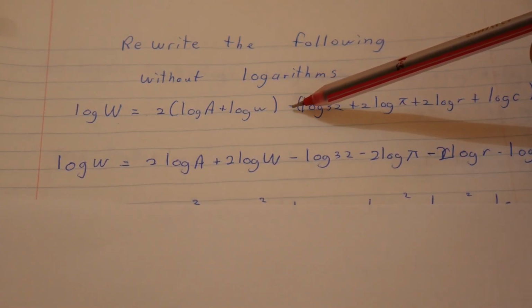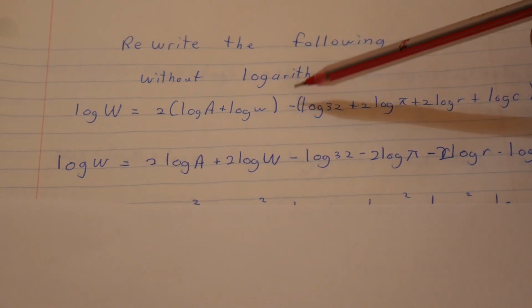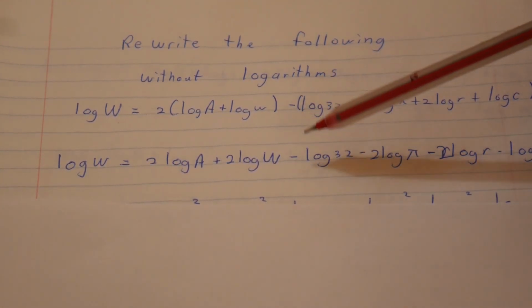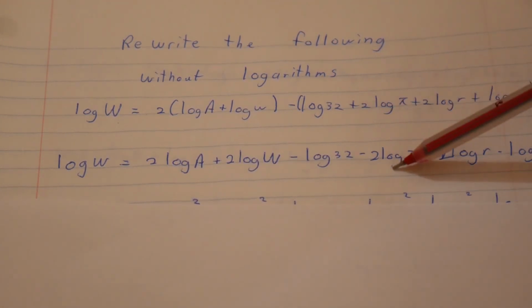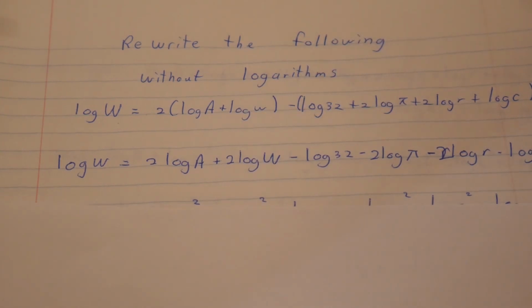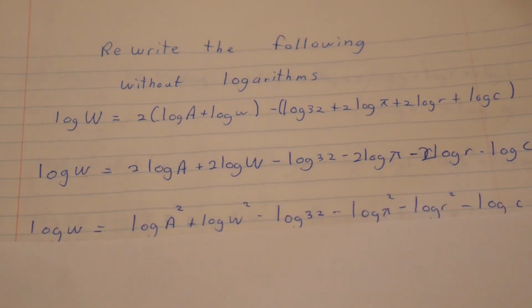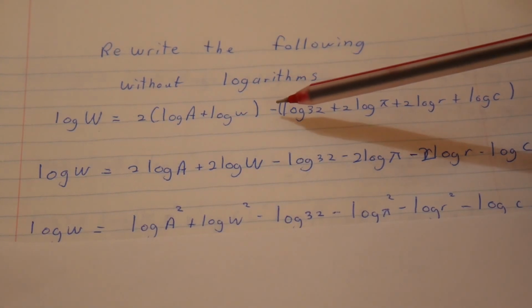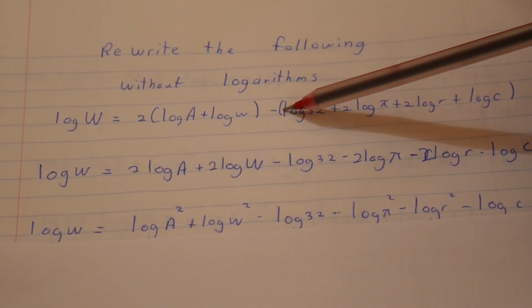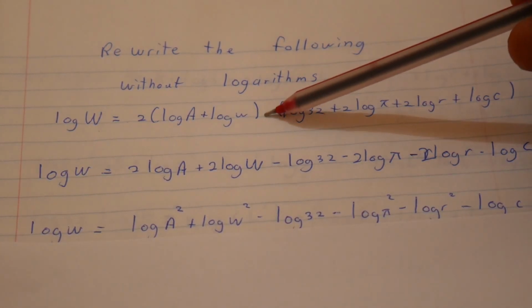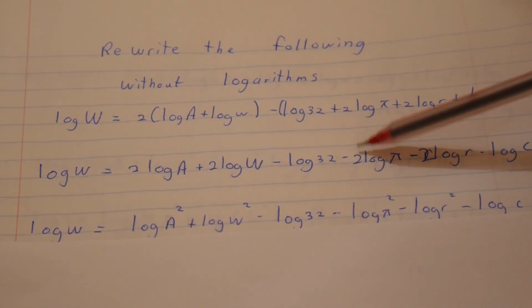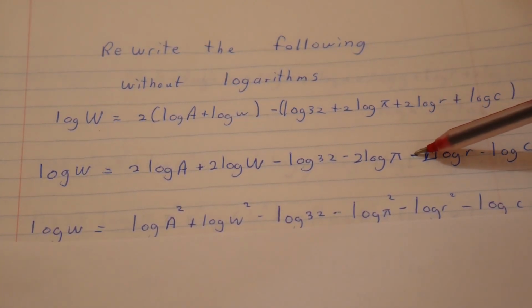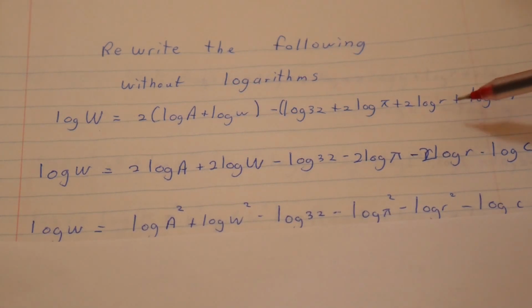The first thing you would want to do is multiply the brackets. Don't just remove the brackets and say negative log 32 and leave these as positive, but please, when removing brackets, never remove any bracket without multiplying everything in front of the bracket by each term in the bracket. So this is negative log 32 minus 2 log pi minus 2 log r minus log c.